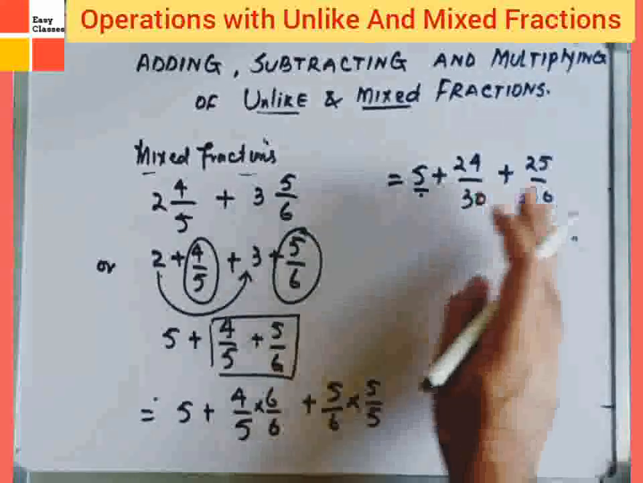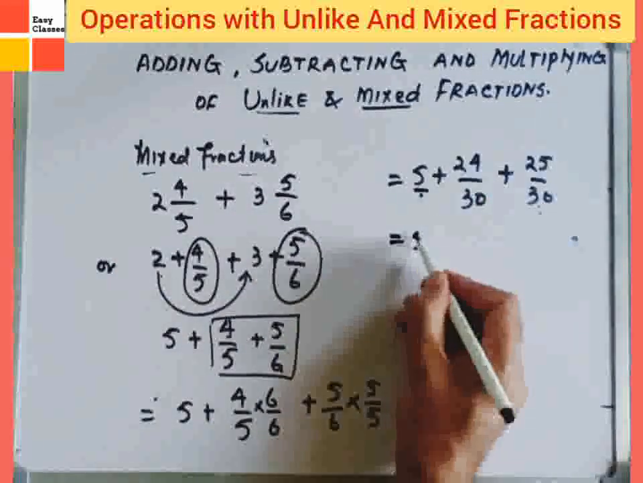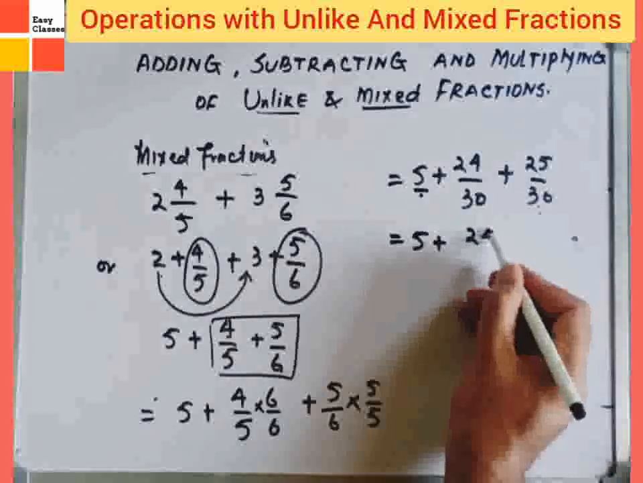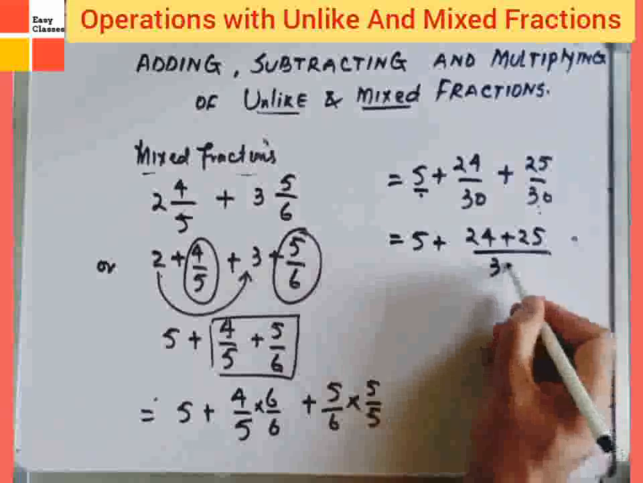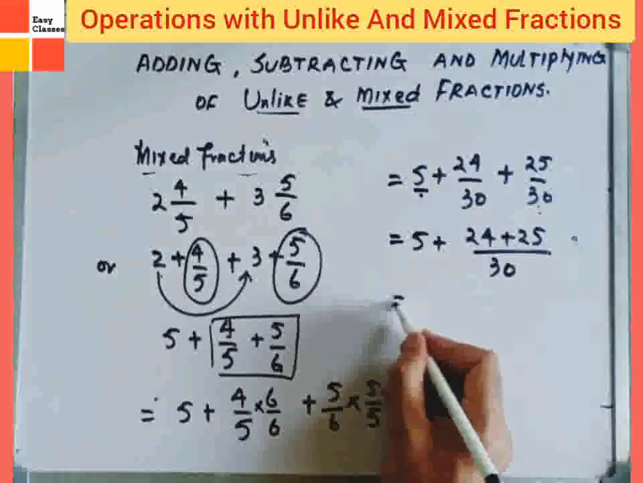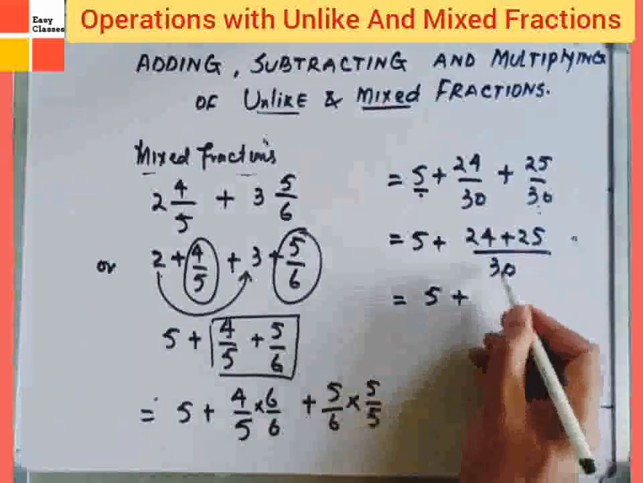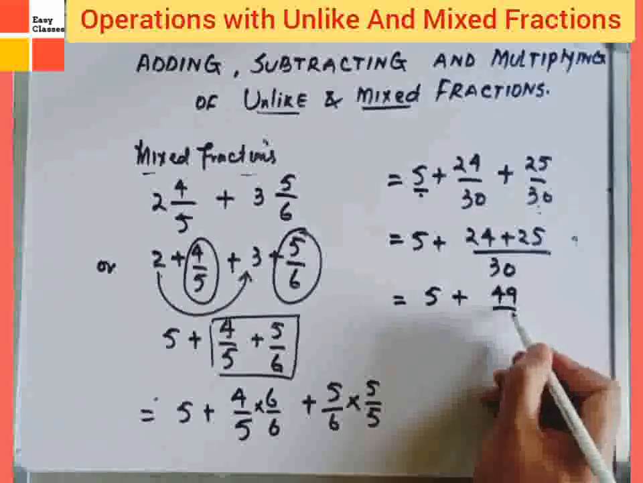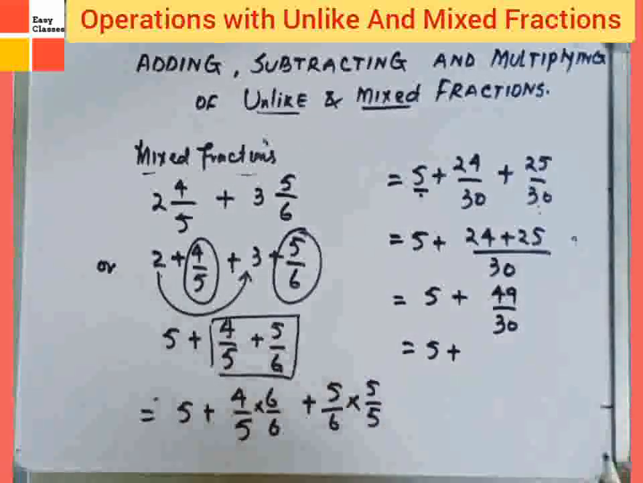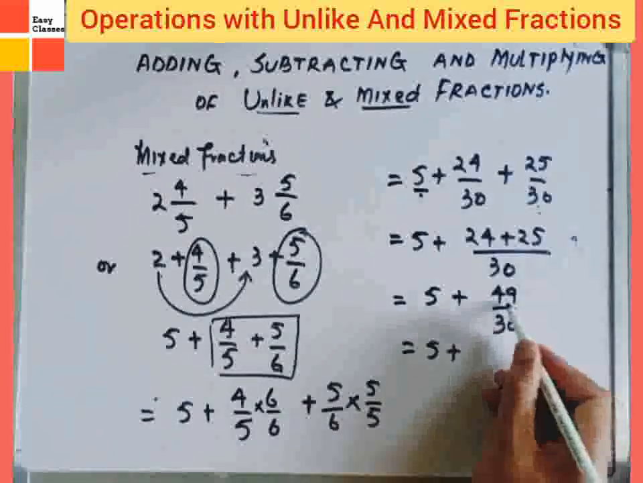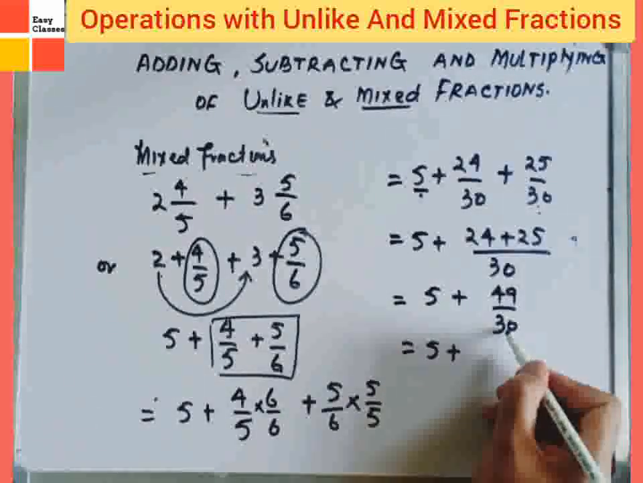You can do one thing. This way 5 plus 24 plus 25 divided by, take the denominator as common, that is 30, which is equal to 5 plus 49 divided by 30. Then you can write down this as well. This is the simplest way. So the denominator is here 30.